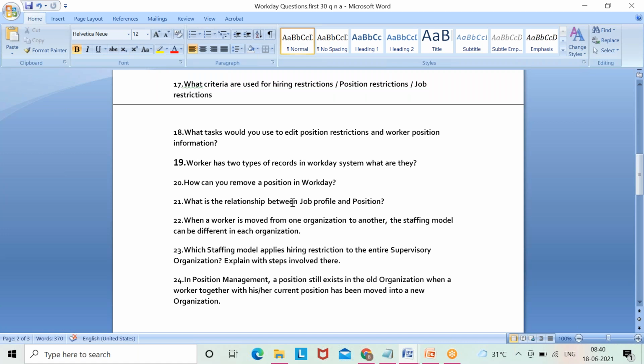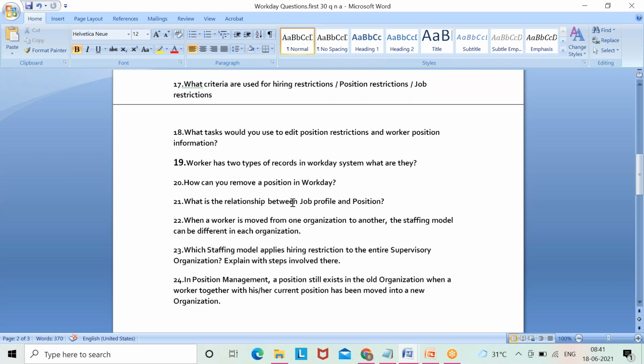No, I think. First, we need to change the staffing model. Only then will it change. We have to go back. We didn't discuss it, but I think it will give precedence to the supervisory organization, the target one. Right. So let me give the answer here. We can move the employee from job to position, position to job, but there are limitations. During the change job process, we are going to talk about that.